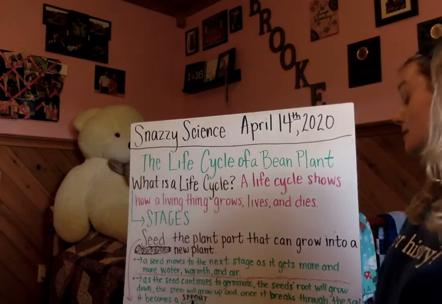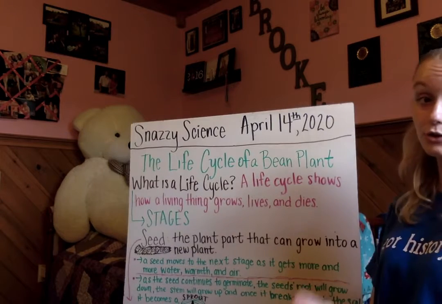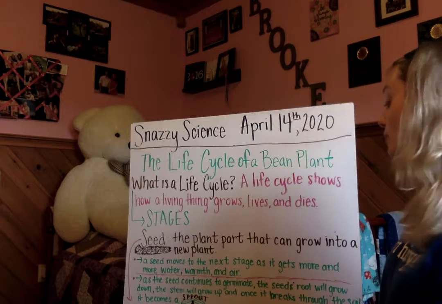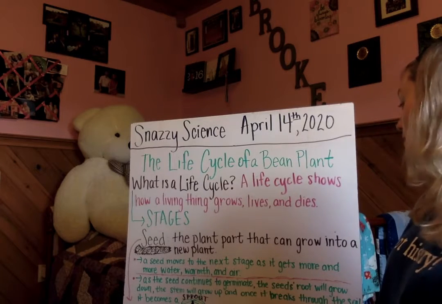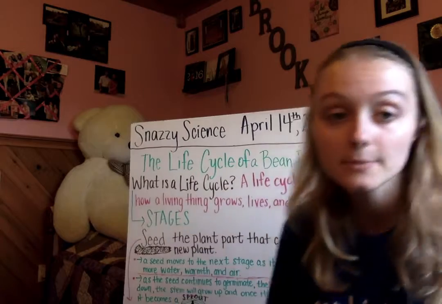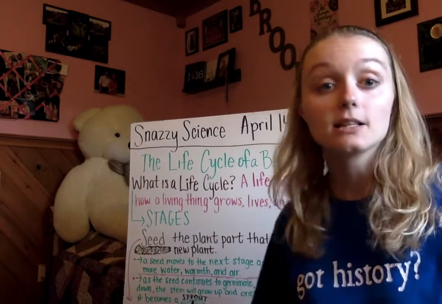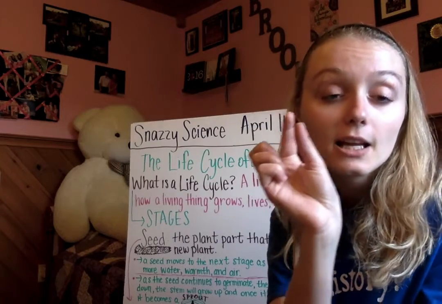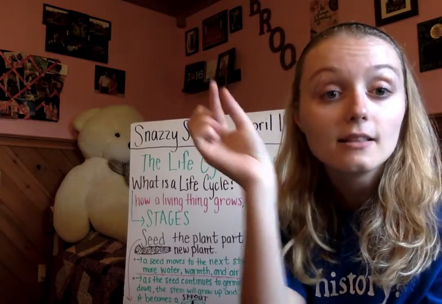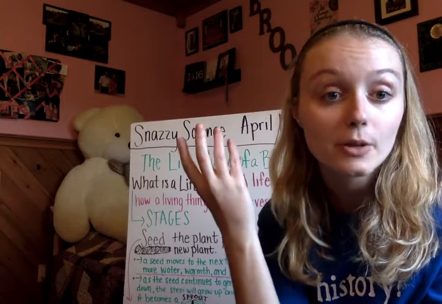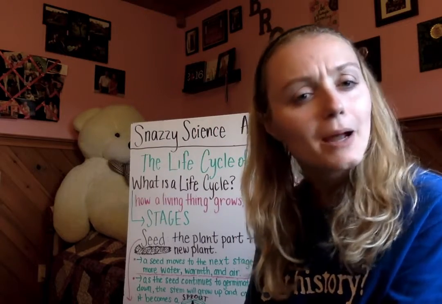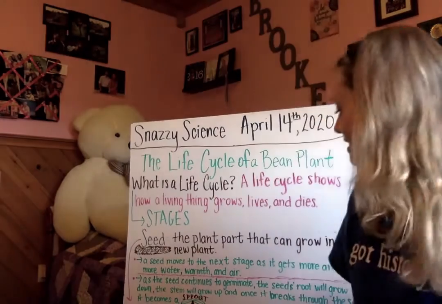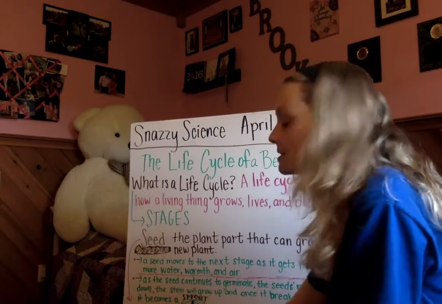So as the seed continues to germinate, so as it continues to grow, the seed's roots will grow down. The stem will grow up, and once it breaks through the soil, it becomes a sprout. So some of you may already be seeing signs of a sprout in your bean plant. So you're seeing the very beginning signs of a stem and a leaf as it shows out of your plant. I would show you my plant, but my plant has yet to sprout, so I'm patiently waiting for that to happen. So from a sprout, it becomes a seedling.